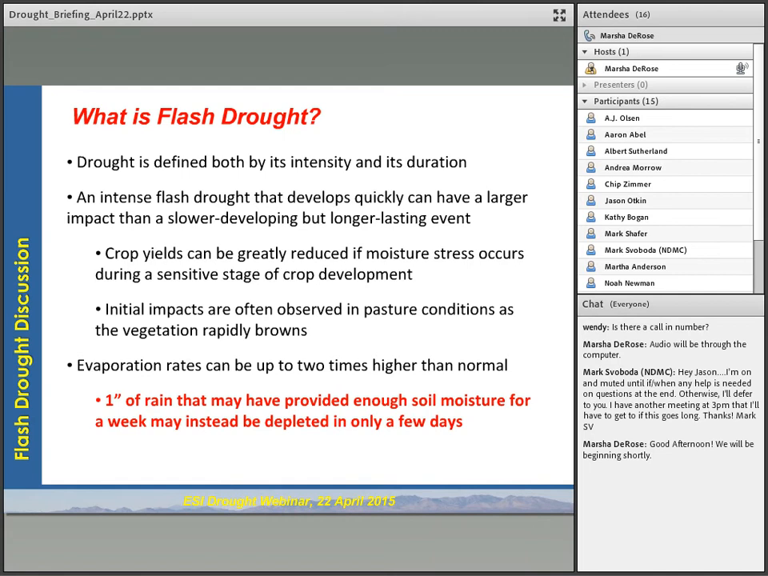During flash drought events, evaporation rates can be up to 2 times higher than normal, which means that an inch of rainfall that may have been sufficient to provide enough soil moisture to last for a week under normal conditions would instead last for only a few days under these more extreme conditions. The soil moisture content can be depleted so quickly that the vegetation rapidly becomes moisture stressed during a flash drought event.